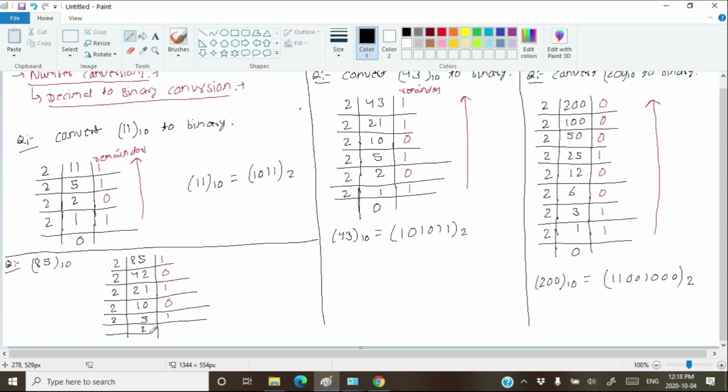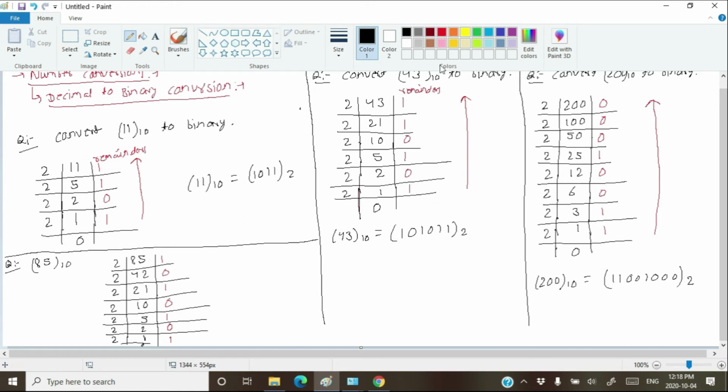After that, when you divide 2 by 2, you will get 1 as the quotient and 0 as the remainder. Let me write one remainder in red color so that you can easily distinguish. Now divide 1 by 2 and you will get 0 as the quotient and 1 as the remainder. Okay? So you have to keep on dividing the number until you find the 0 quotient, and this is what the repeated division is. This is what we are doing in all the examples.